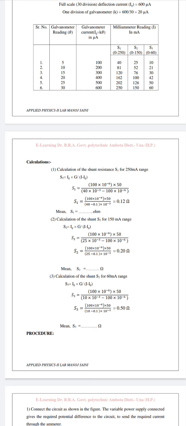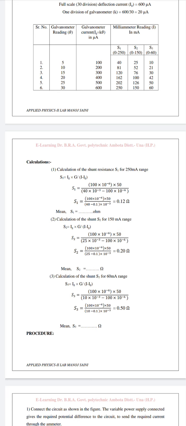Similarly, for the second value, Ig is 200, then I is 52, 376. This is the combination. Again, we get the 6 values of S2, and at the end, all values are added and divided by 6, and we get the mean of S2.